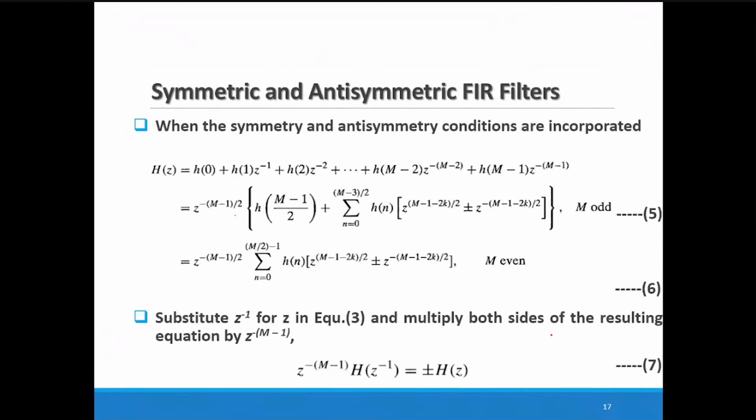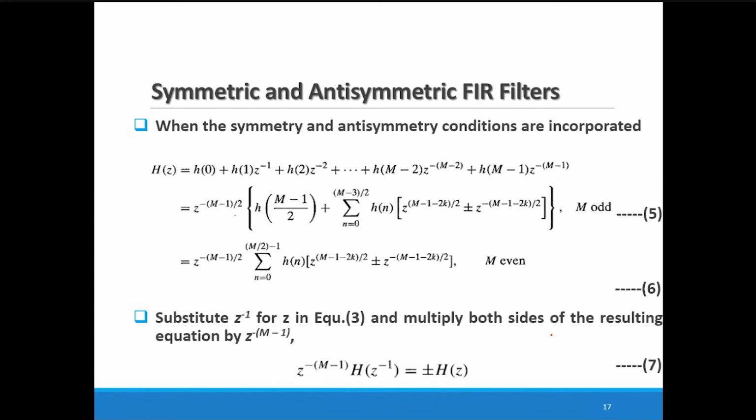So when m has an odd value, your equation will be z raised to minus (m minus 1) by 2 h of (m minus 1) by 2 plus summation n is equal to 0 to (m minus 3) by 2 h of n, and the terms are z raised to (m minus 1 minus 2k) divided by 2 plus or minus z raised to minus (m minus 1 minus 2k) divided by 2. This upper equation, or equation number 5, is applicable when m has odd values.